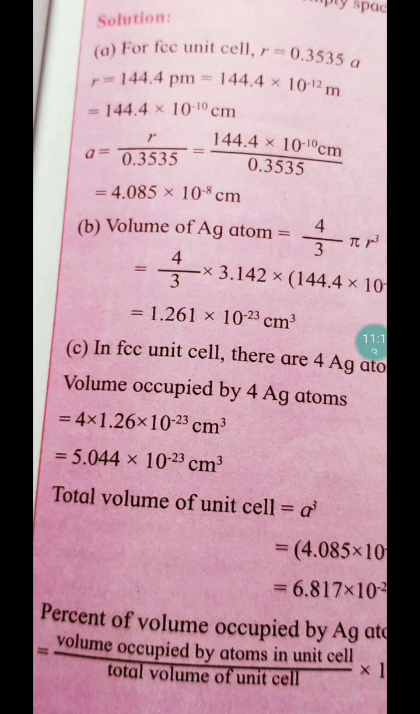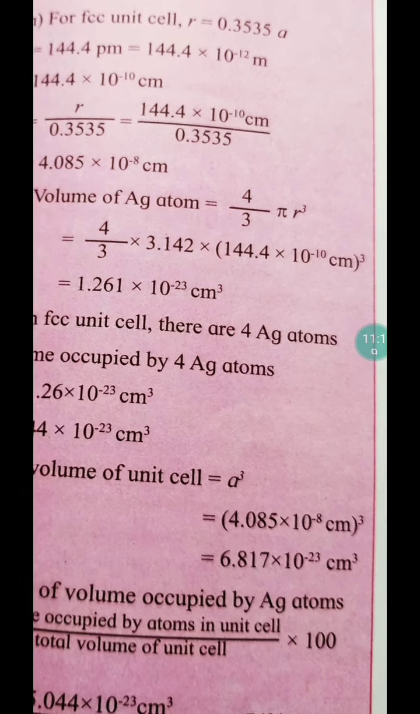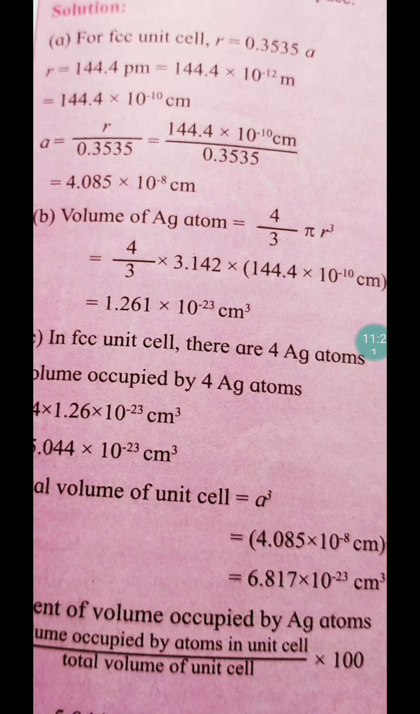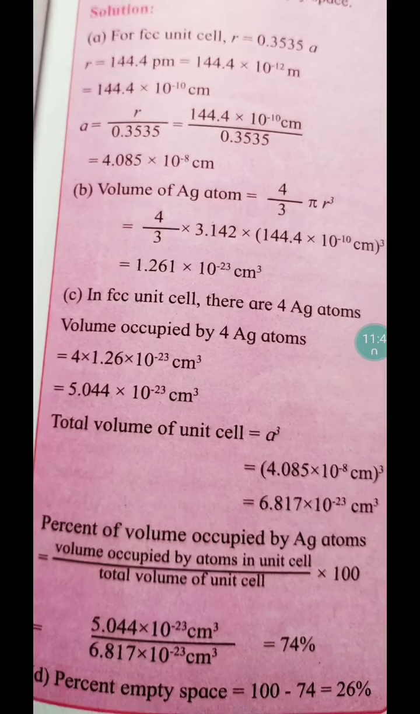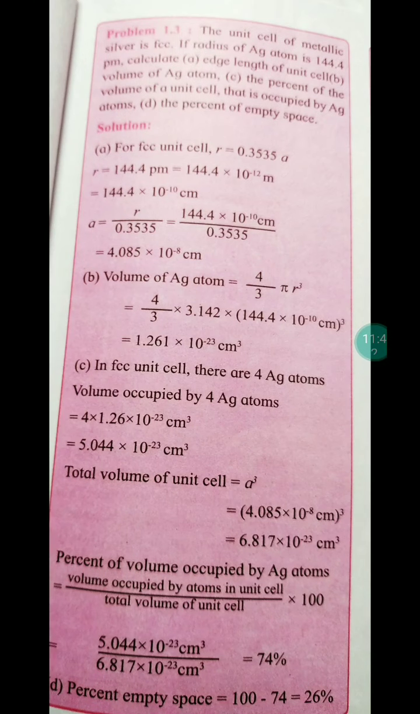The total volume of the unit cell is equal to A cube, and A is r upon 0.3535, so A is equal to 4.085 into 10 to the power minus 8 centimeter. Putting this value in this equation, we have 6.817 into 10 to the power minus 23 centimeter cube. This is the total volume of the unit cell.